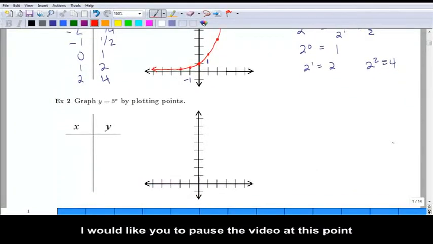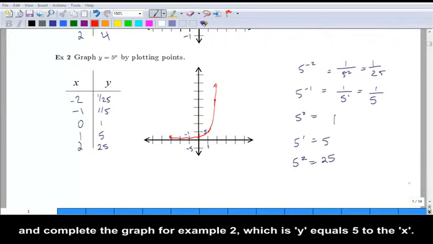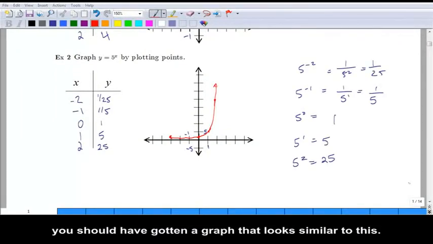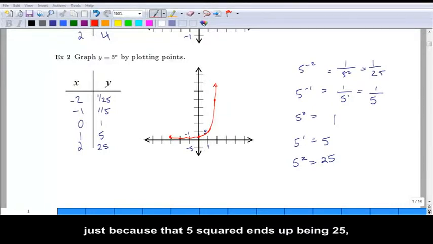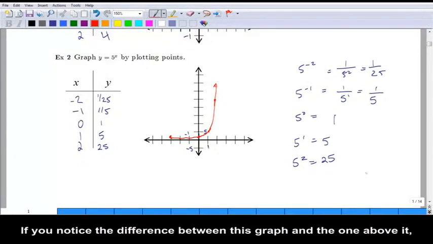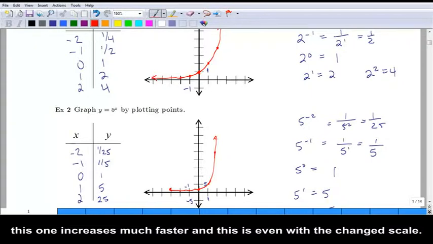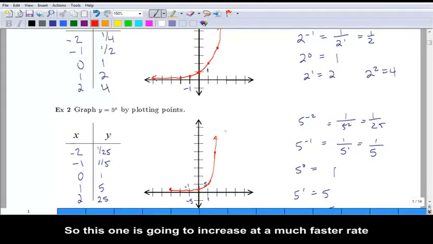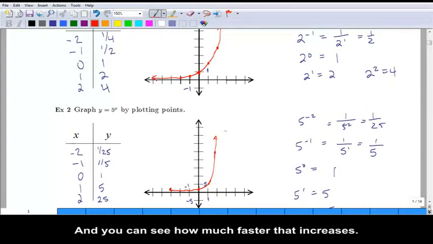Example 2 is very similar. I would like you to pause the video at this point and complete the graph for example 2, which is y equals 5 to the x. So if you work through this problem, you should have gotten a graph that looks similar to this. Notice here that for my y-axis, I chose a unit of 5, just because that 5 squared ends up being 25, so that I can fit everything here on my graph. If you notice the difference between this graph and the one above it, this one increases much faster, and this is even with a changed scale. So this one is going to increase at a much faster rate, and that has to do with the fact that the base in this case is 5 compared to 2. You can see how much faster that increases.